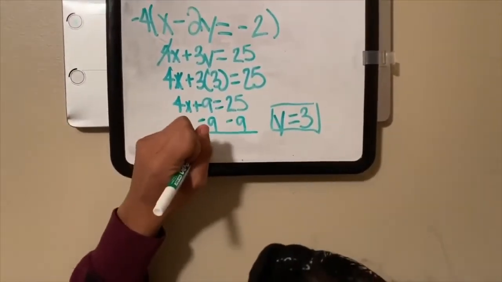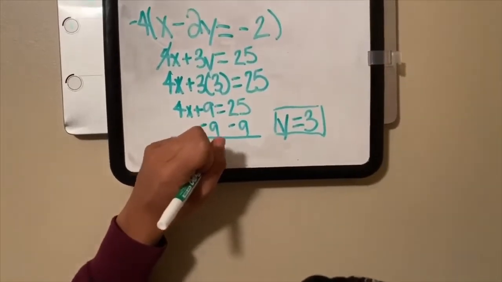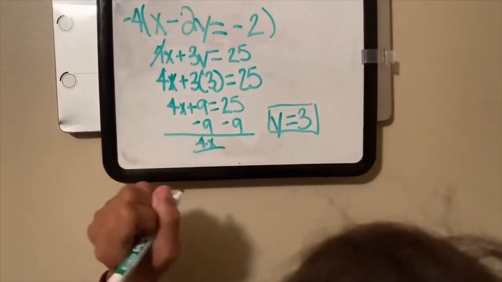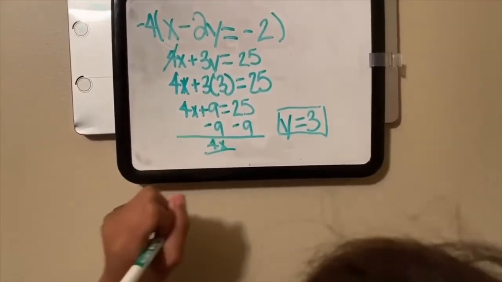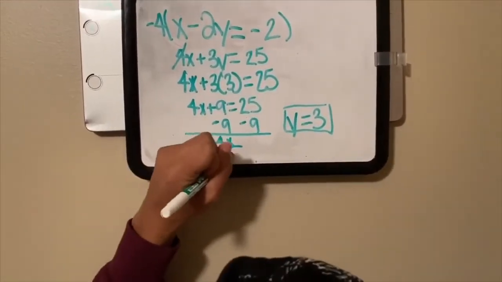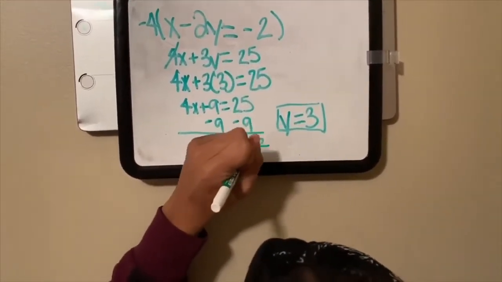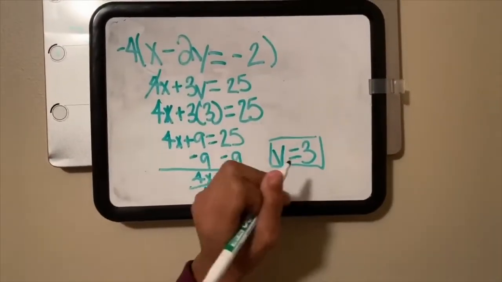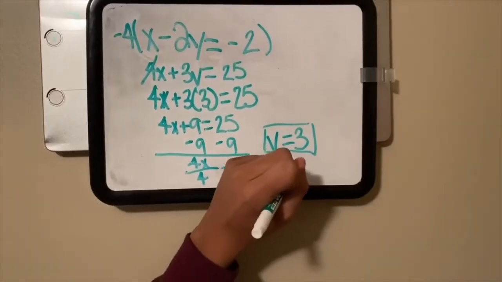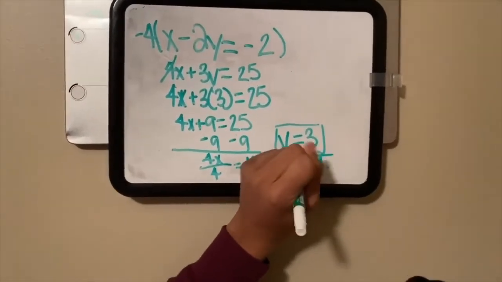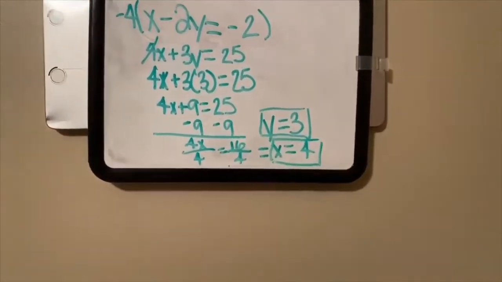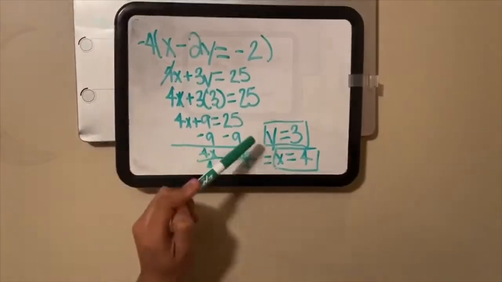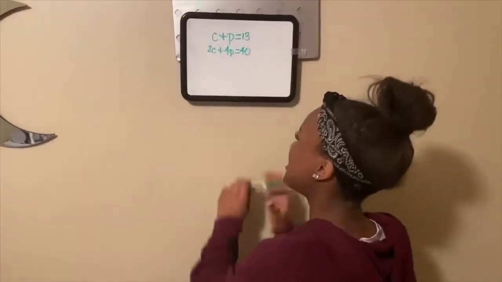And that would be 4x over 4 equals 16 over 4 will be equal to x equals 4. So now you have your x and you have your y. Now we're going to start the substitution method.